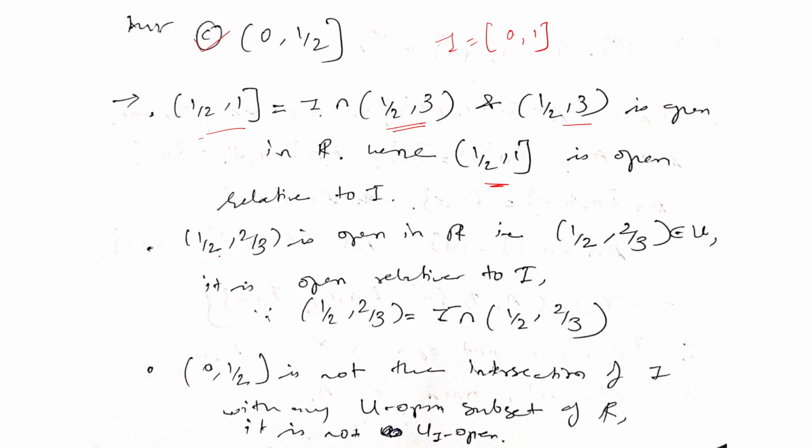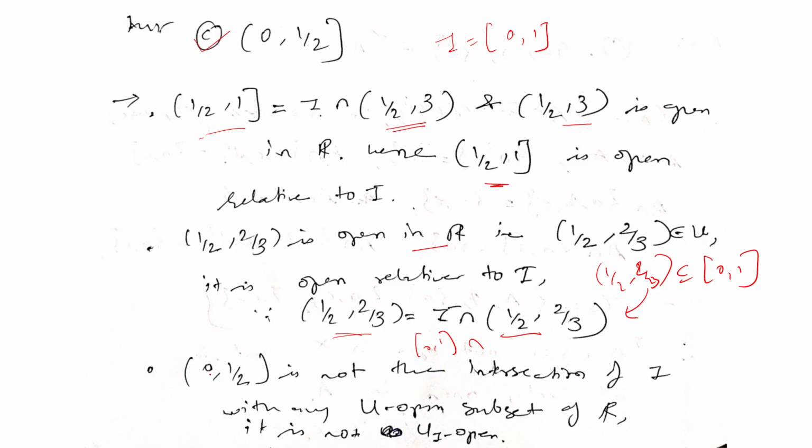Fine. Similarly, now for half comma 2 by 3, it is open in R. You know that. Now, is it open in relative topology on I? Yes, because you can express it as the intersection of 0 comma 1 with this set itself, since half comma 2 by 3 is a subset of 0 comma 1. So when you take the intersection, you will get the same set again. Fine. So this is open with the relative topology on I.